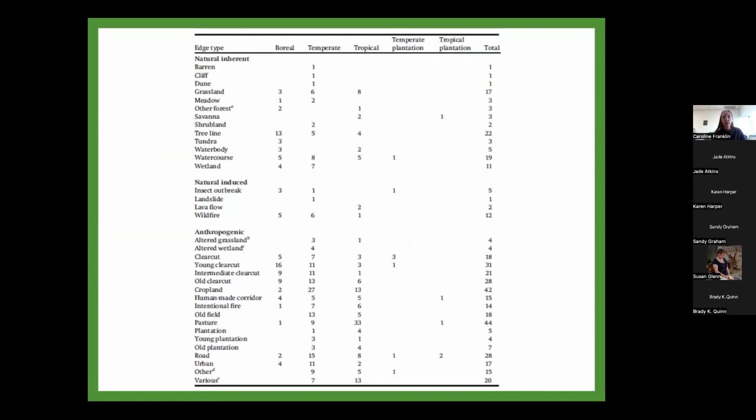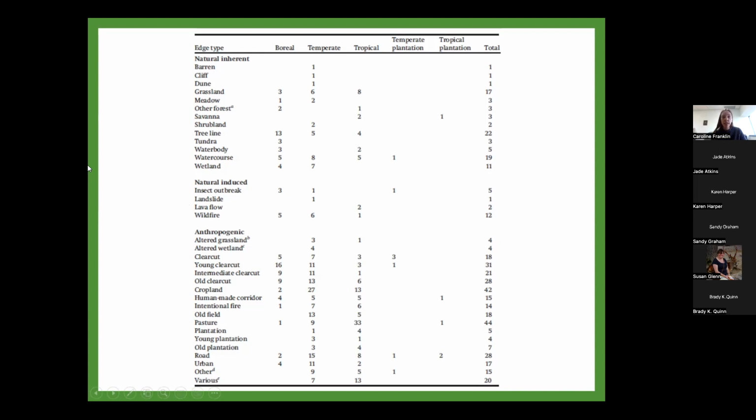This table is showing the number of studies for the different edge types in the different forest types. We have a very nice mix of different edge types. The first part of the table is showing natural inherent edges, and then in the middle, we have natural induced edges. And then at the bottom, we have anthropogenic forest edges.